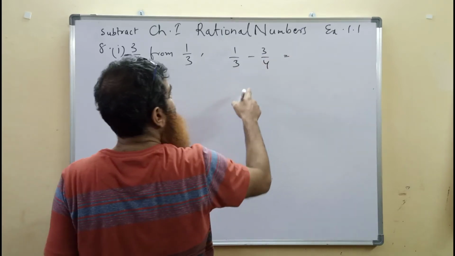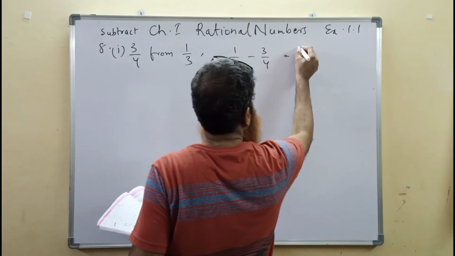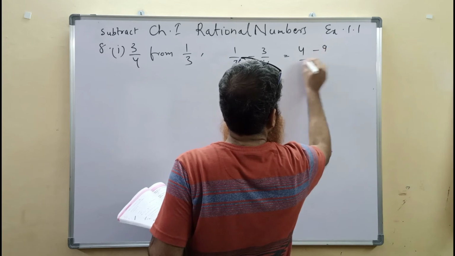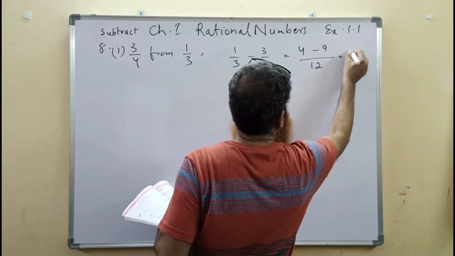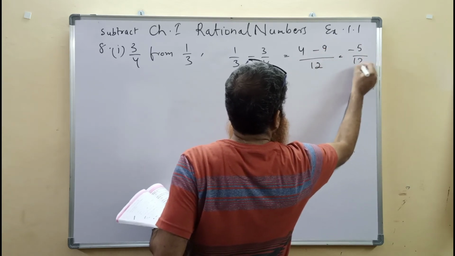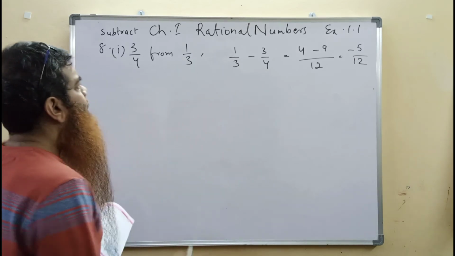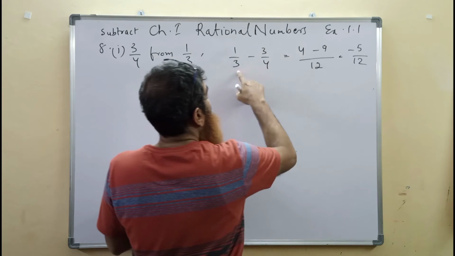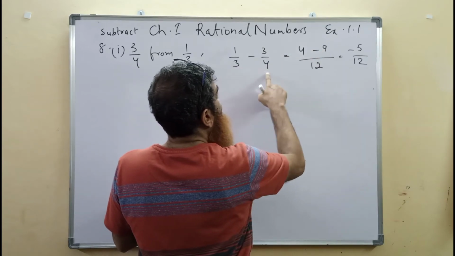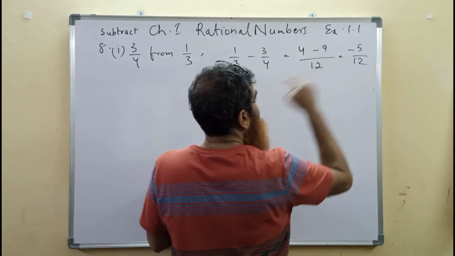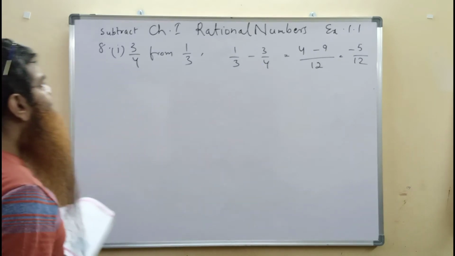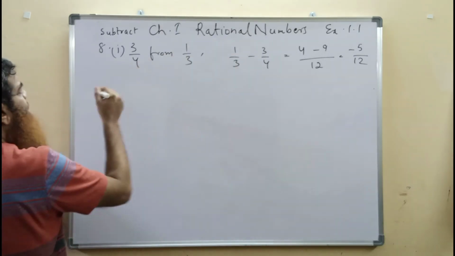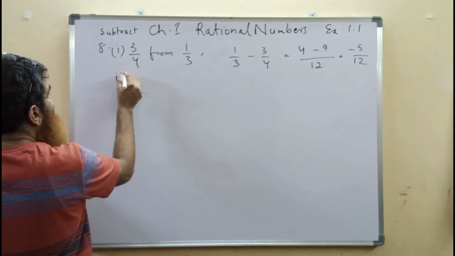We know for doing subtraction we do cross multiplication. 4 1s are 4 minus 3 3s are 9, divided by 12. That is minus 5 by 12. So 1 by 3 minus 3 by 4 is equal to 4 1s are 4 minus 3 3s are 9, divided by 3 4s are 12. 4 minus 9 is minus 5 by 12. When we subtract 3 by 4 from 1 by 3, we get minus 5 by 12.